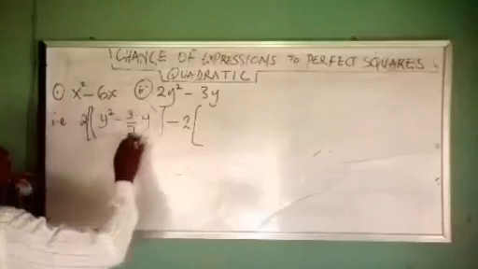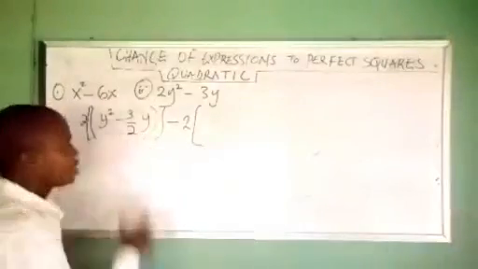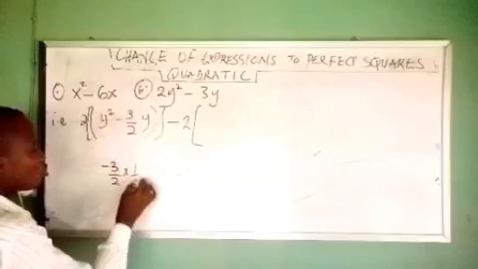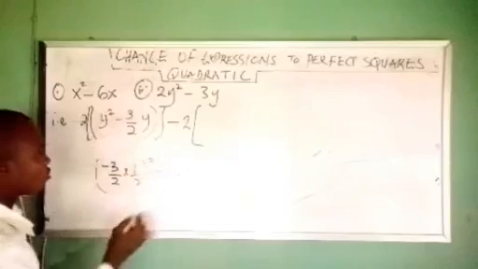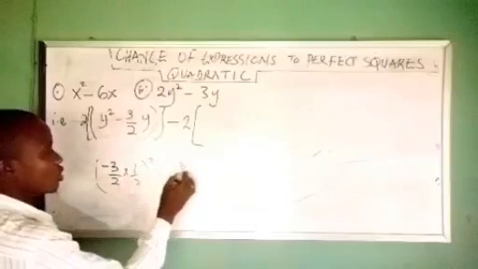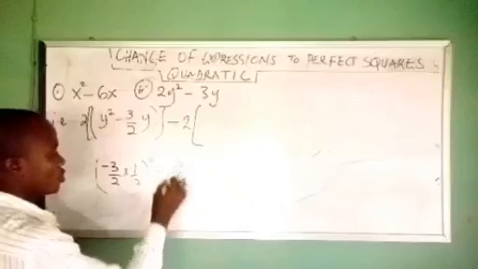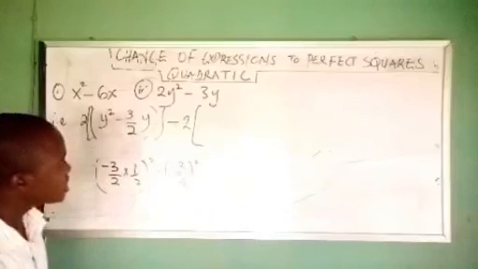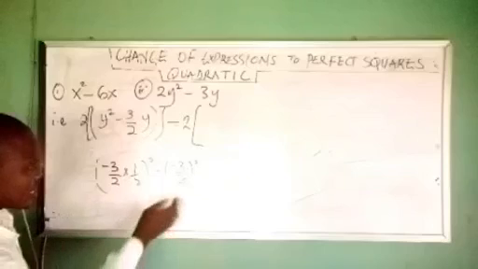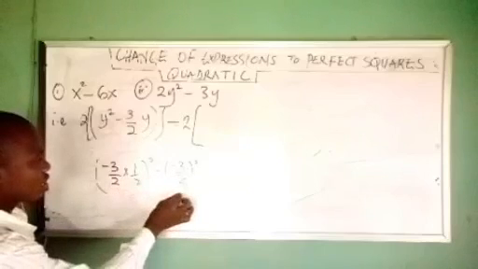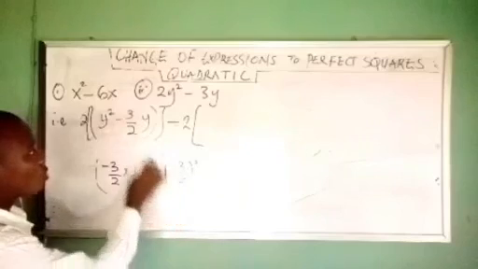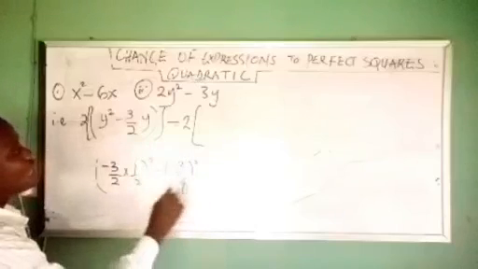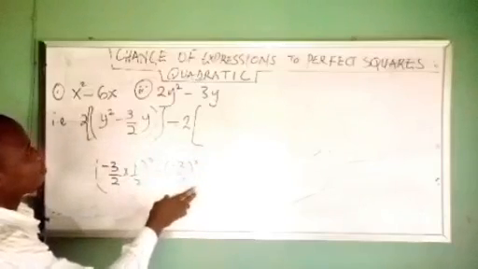You take the half of the coefficient of what? Of y. That is, the half of it is minus 3 over 2 times 2. That is the half. You square it. So we have minus 3 over 4 all square. Maybe you are getting what I'm saying. So now from there, this is the half of the coefficient, the square of the half of the coefficient of y. And after doing this, you will now add this back to the expression.